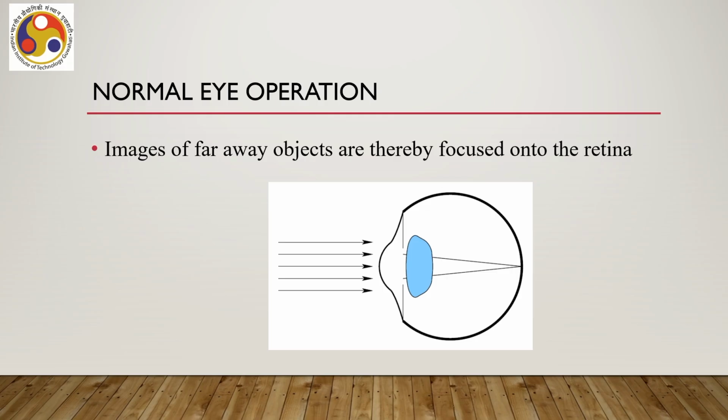So, since the combined power of the system is more than 40 diopter, images of far away objects are therefore focused onto the retina because of this combination, cornea and lens. So, generally with a normal eye there is no issue with that.